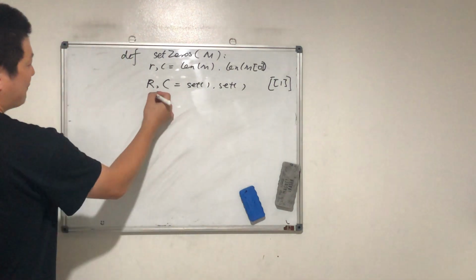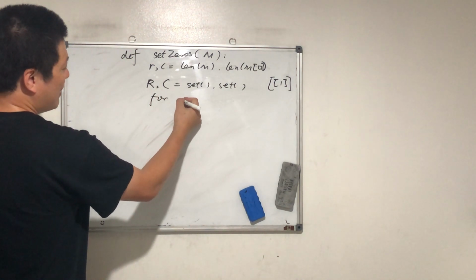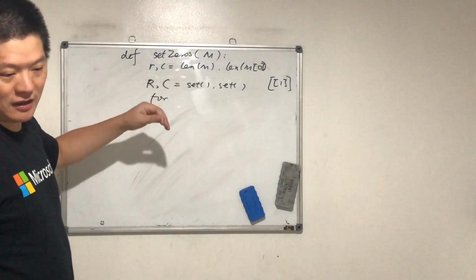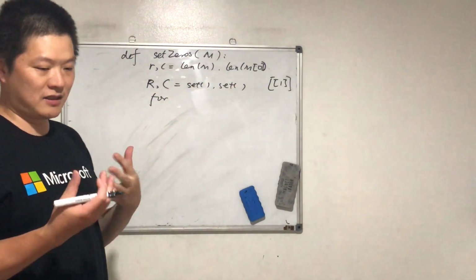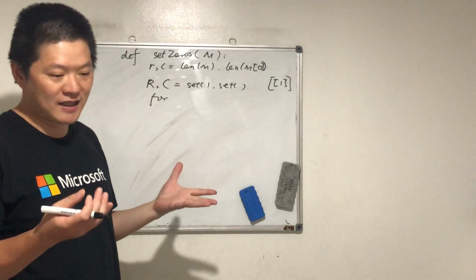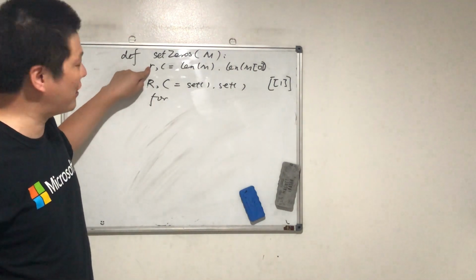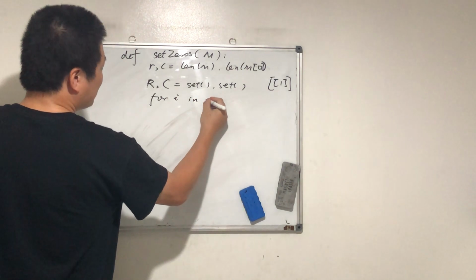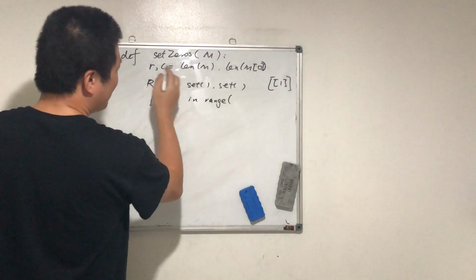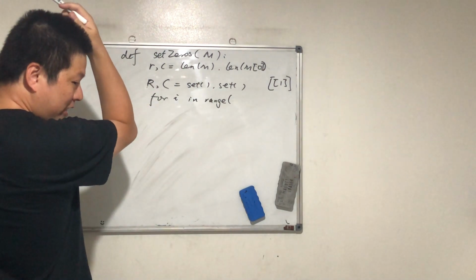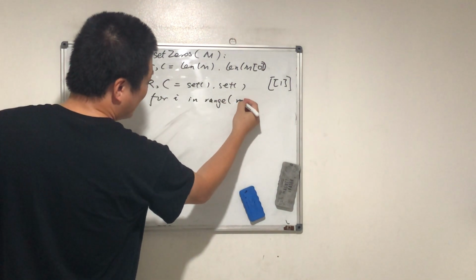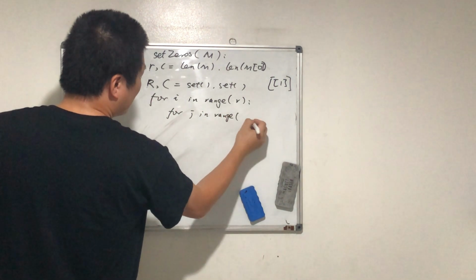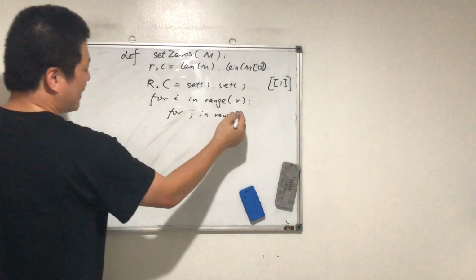Two sets. Then first of all we go through the elements in the rows. Why did you do a capital R and a capital C? Because variables in Python are case sensitive, so uppercase and lowercase are different. So for i in range what? We go through each row: for i in range of r, and then for j in range of c.